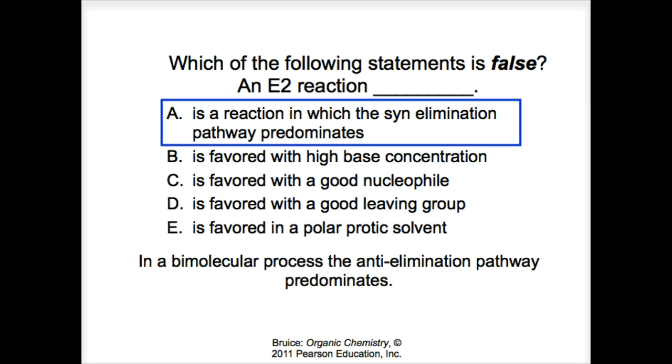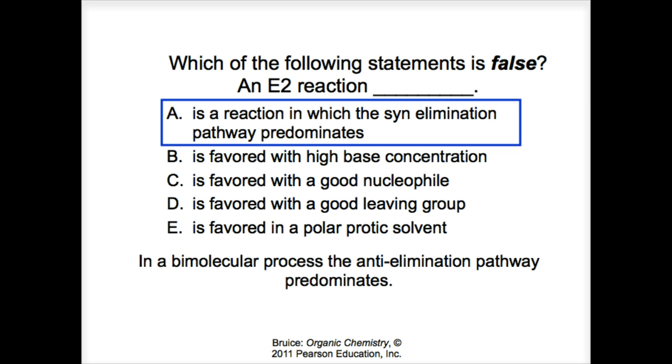Now, E2 immediately comes to mind as favored by a high concentration of a strong base. So B is true, it's favored with a high base concentration. Goes along with that is a good nucleophile, which is C, that's correct. E2 is favored by a good leaving group, so D is correct. And it's helped along by a polar protic solvent, which helps pull the leaving group off. So B, C, D, and E are correct.